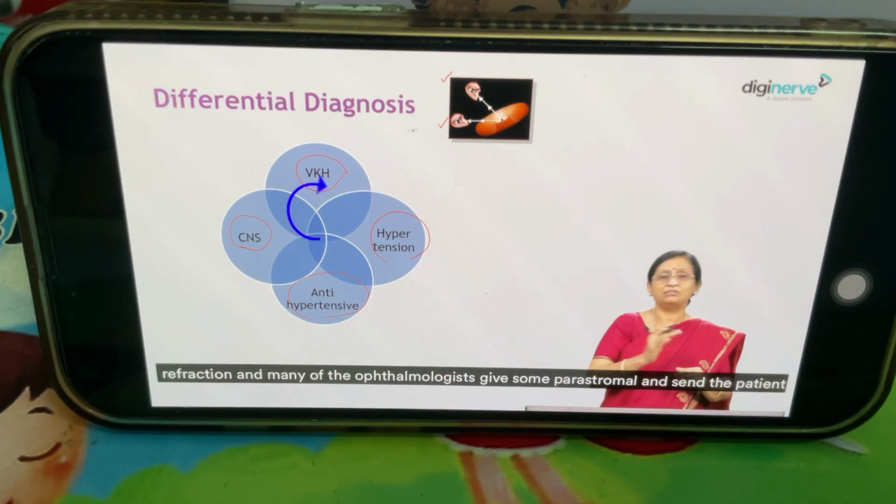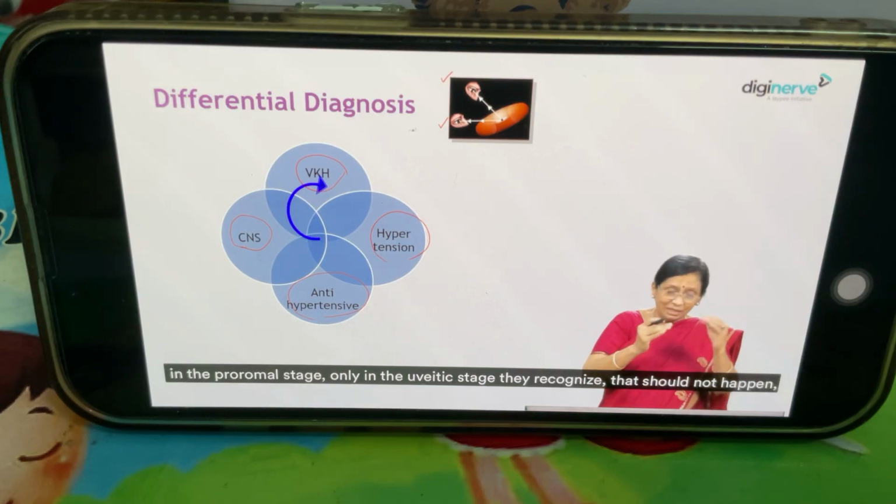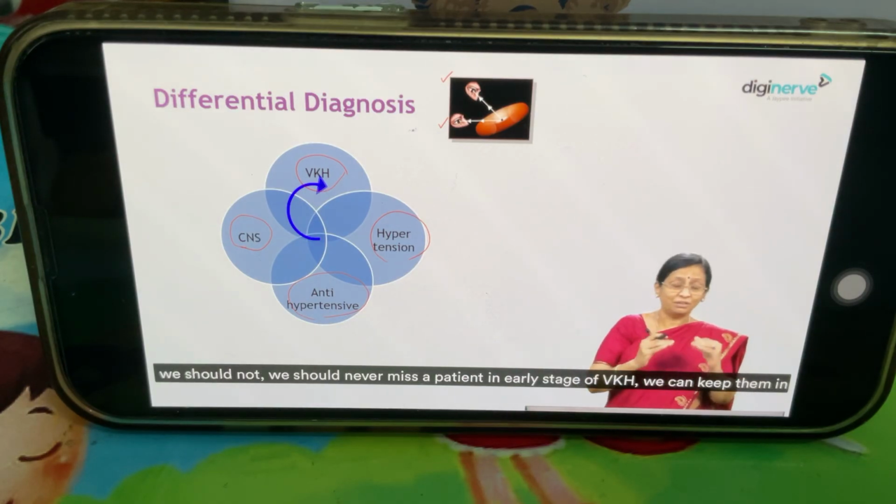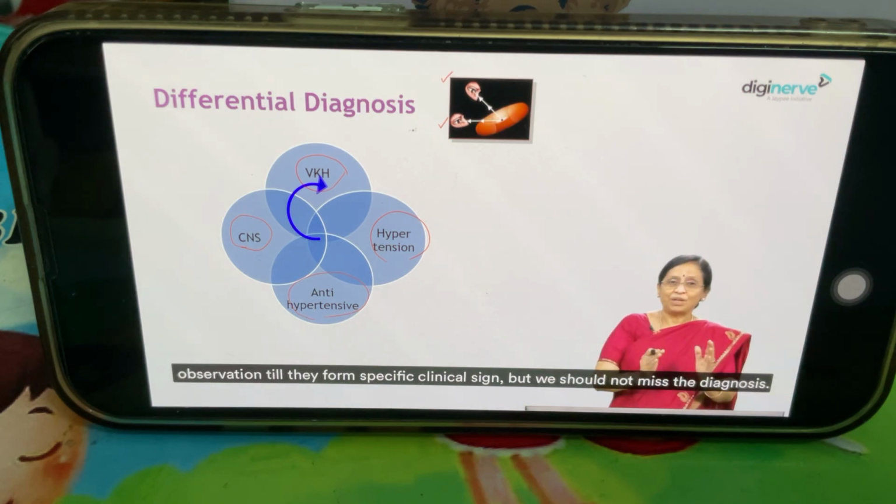And many of the ophthalmologists give some paracetamol and send the patient home in the prodromal stage. Only in the uveitic stage they recognize. That should not happen. We should never miss a patient in the early stage of VKH. We can keep them in observation till they form specific clinical signs, but we should not miss the diagnosis.